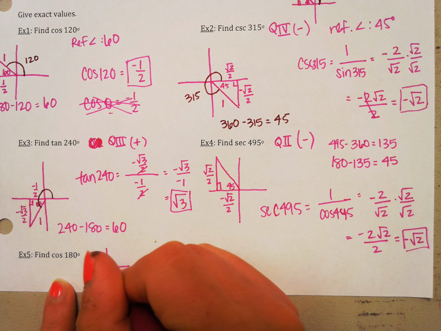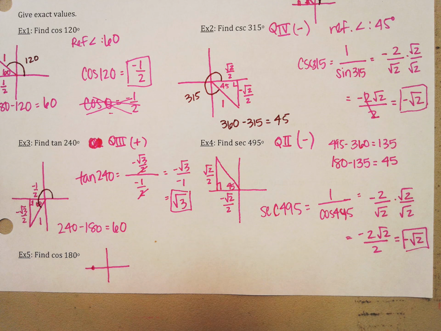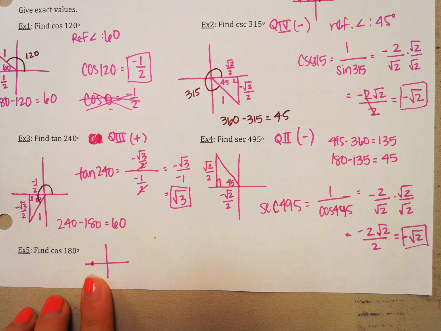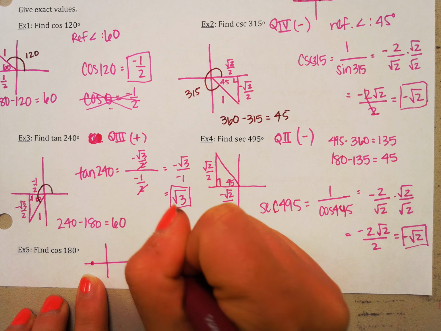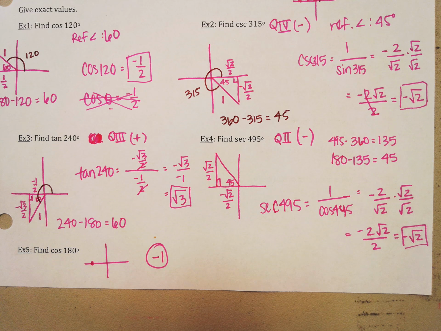That is a quadrantal angle. We've done that on the last test. Our cosine value is the x value at that point. The x value at that point is -1. So that one's something that you don't have to find a reference angle for or anything, because it's something that's a quadrantal thing. It's on the axis, so we don't have to deal with any triangles that are formed.